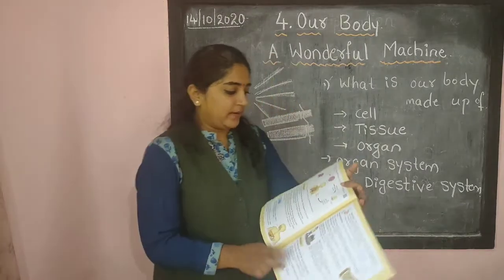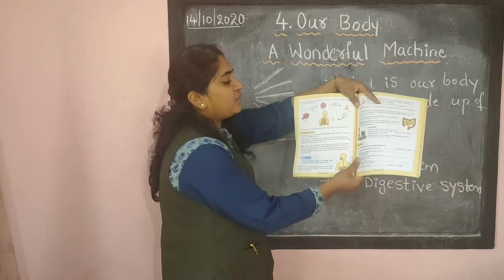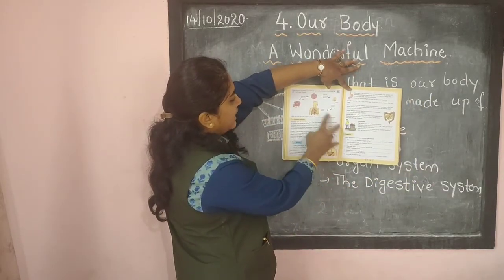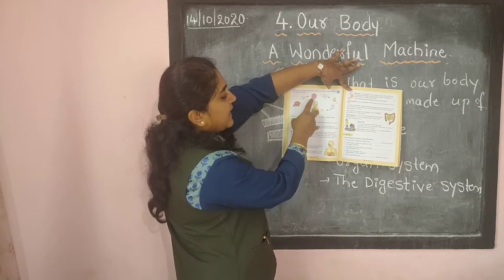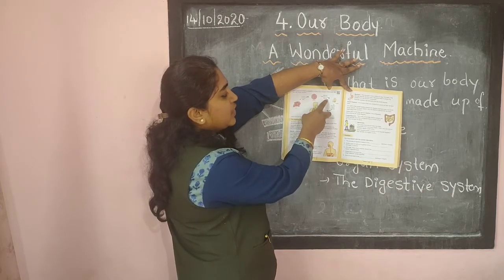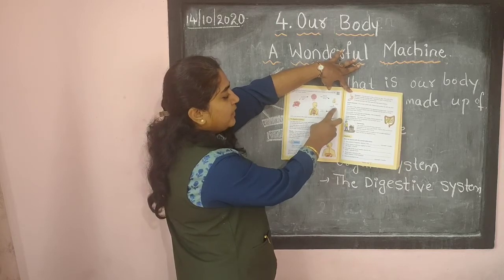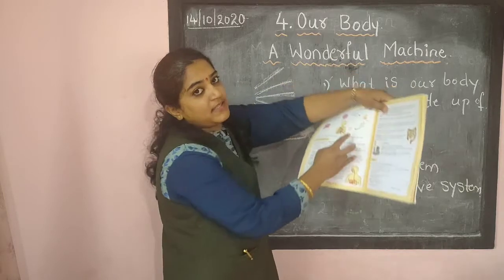Okay. See here. On page number 54, they have shown one image of how our organ system works. See, this is a cell. A group of similar cells is called a tissue. Different types of tissues we call an organ. Now, different types of organs together we call an organ system.